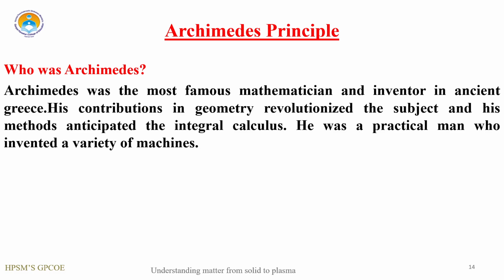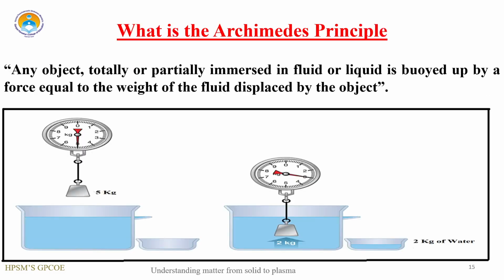Let us understand Archimedes' principle. Who was Archimedes? Archimedes was the most famous mathematician and inventor in ancient Greece. His contribution in geometry revolutionized the subject, and his methods anticipated the integral calculus. He was a practical man who invented a variety of machines.